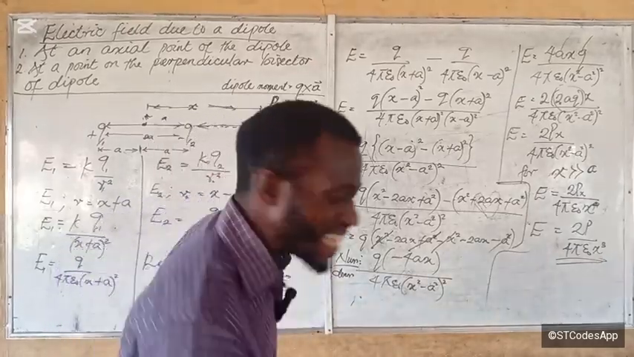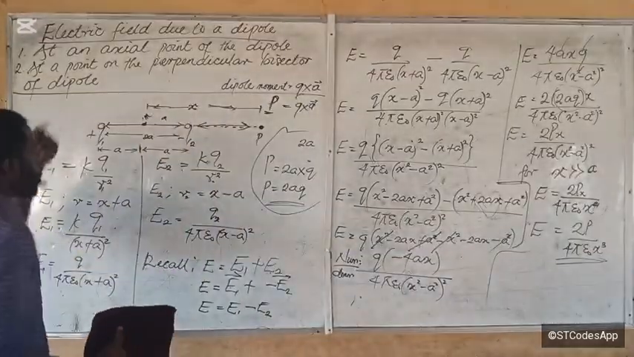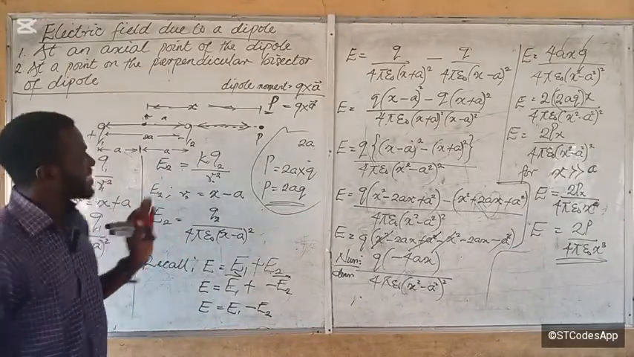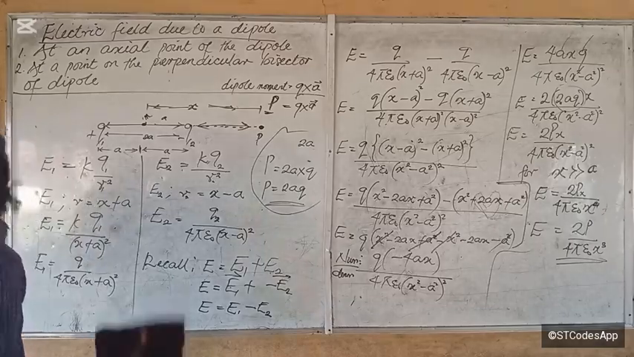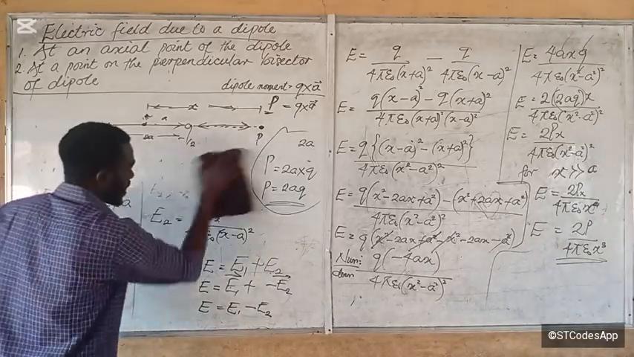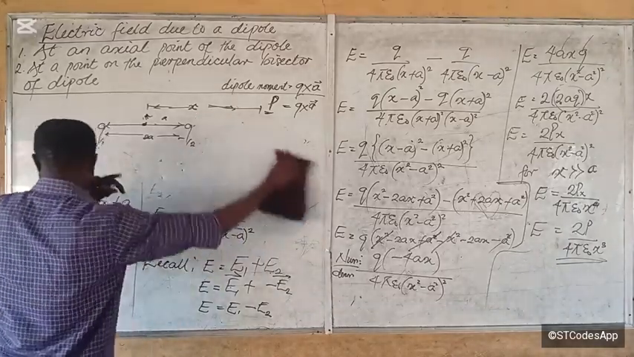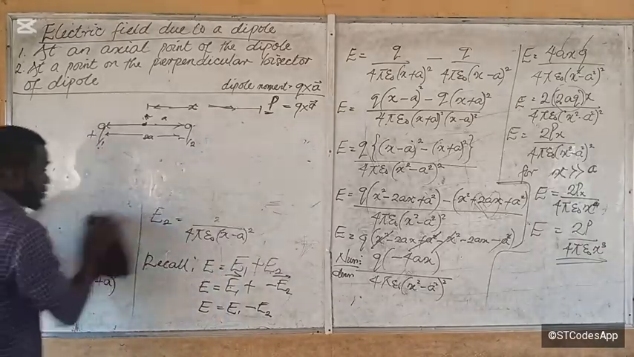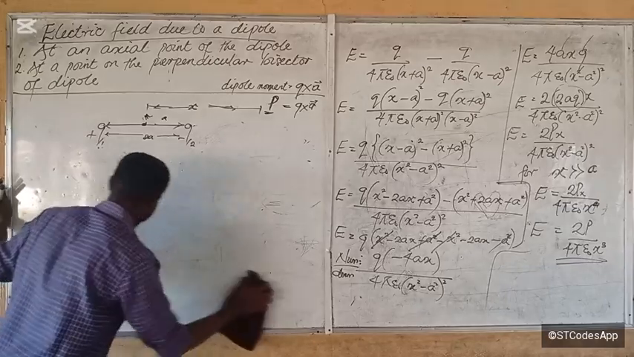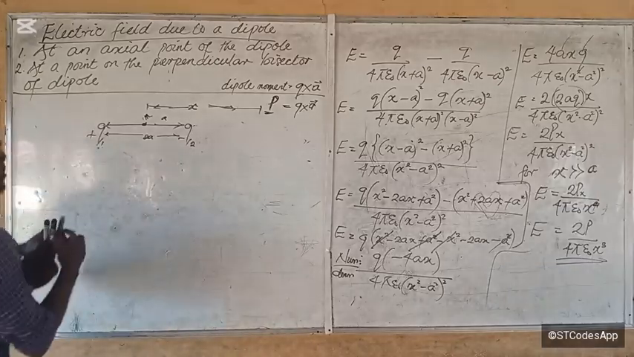All right. Now let's see the electric field at a point on the perpendicular bisector of a dipole. So let me just clean my board, so we're no longer dealing with that point, we're now dealing with this point.